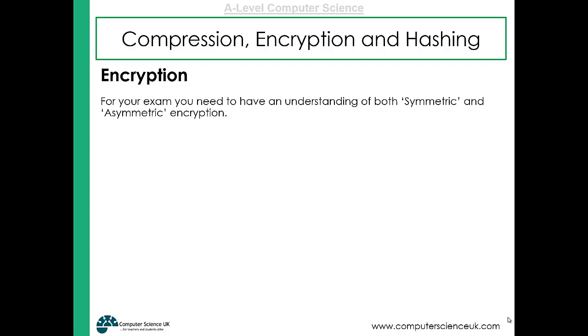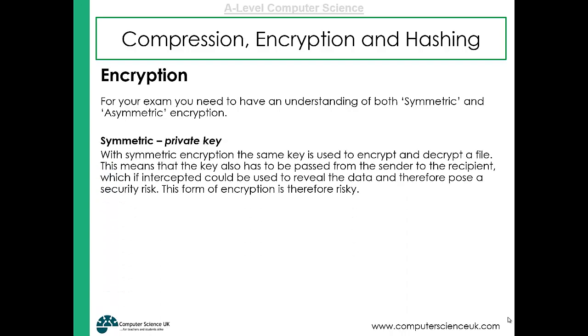Now for your exams, you're going to need to know the difference between symmetric and asymmetric encryption. Symmetric encryption uses a private key. With symmetric encryption, the same key is used to encrypt and decrypt a file. This means that the key also has to be passed from the sender to the recipient. And if that key is intercepted, it could be used to unravel the data that's been sent and therefore pose a security risk. So it's straightforward, but it's risky.